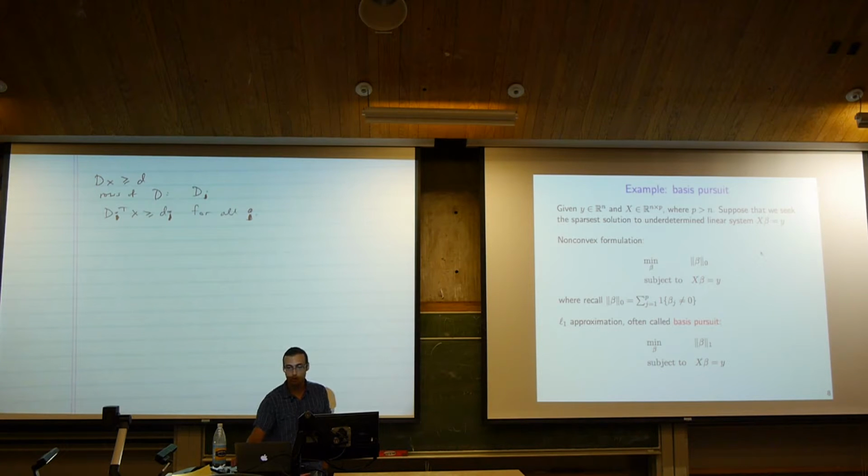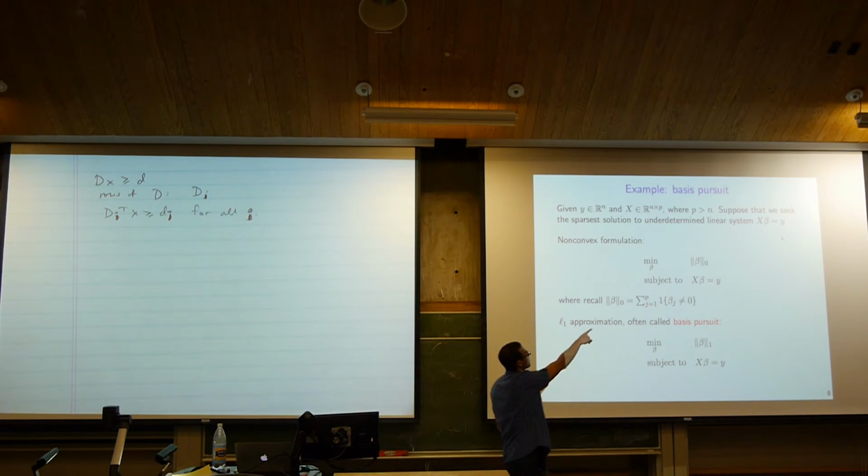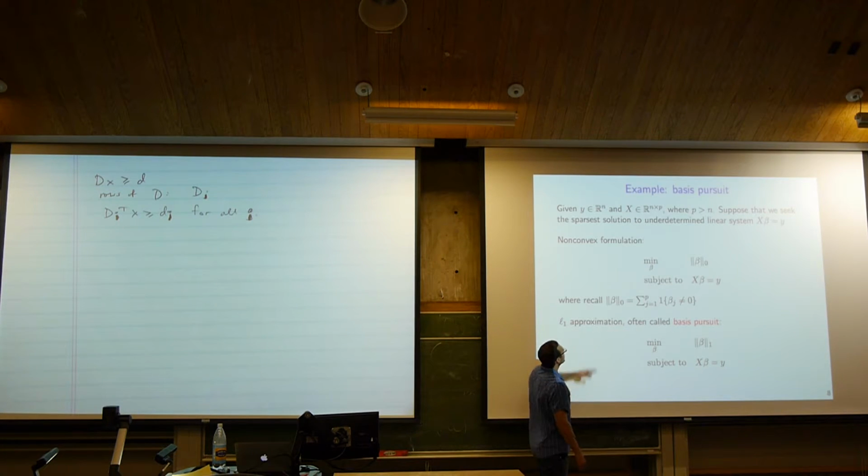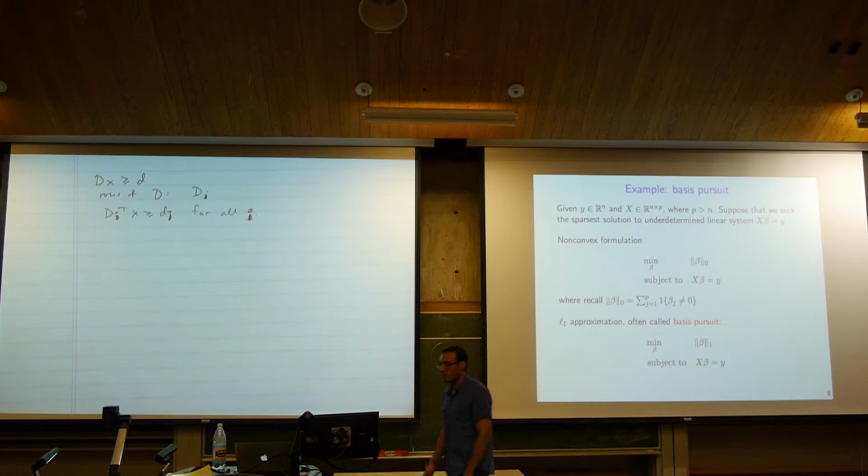So the sparse solution: we want to find, let's say, the sparsest solution to an underdetermined system of linear equations, this guy right here. The non-convex way of doing this is to minimize the number of non-zeros in beta subject to that linear equality constraint. It's non-convex because this is a non-convex function.